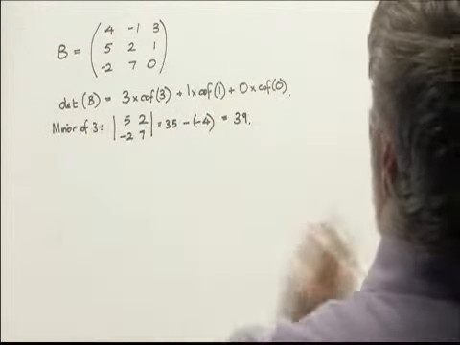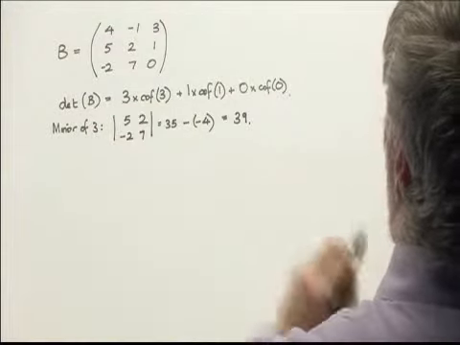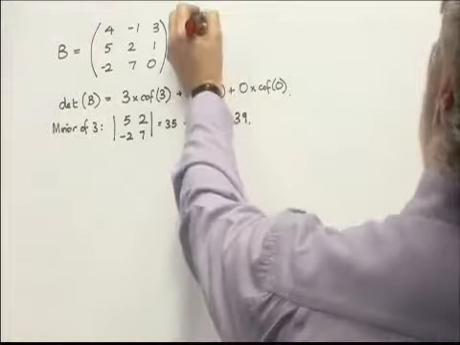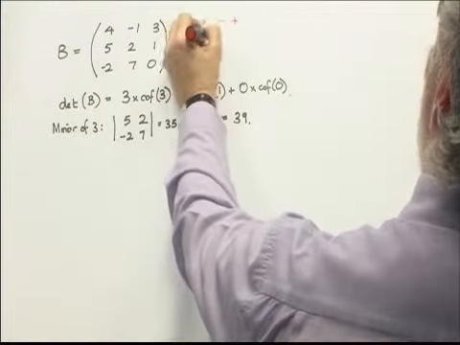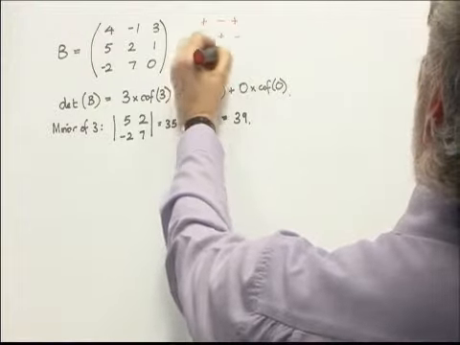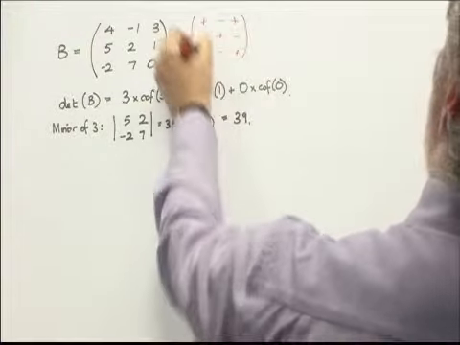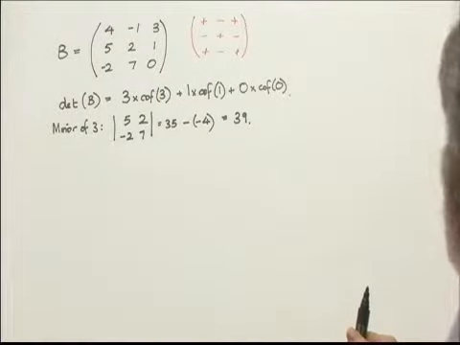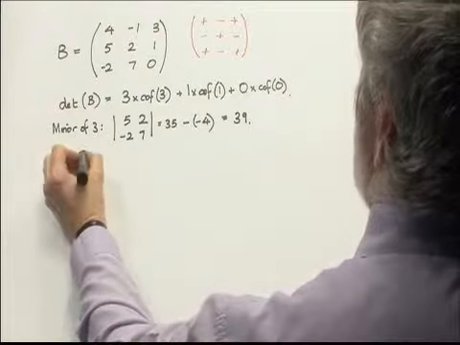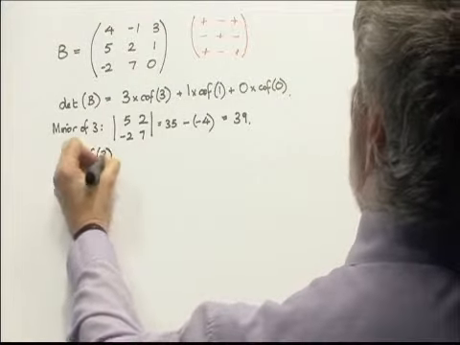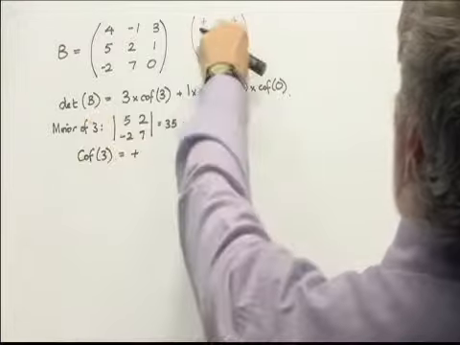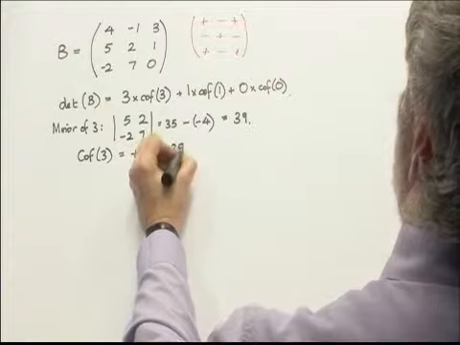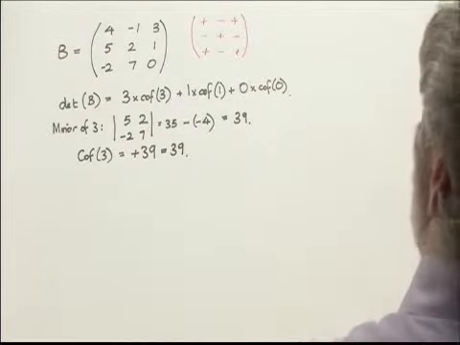So that's the minor of 3, but we need the cofactor. So we have to think, what's the place sign? Well, remember place signs go plus, minus, plus, minus, plus, minus, plus, minus, plus. So the 3 is in the top right, so the place sign is a plus. So what that means is that the cofactor of 3 is plus its place sign times its minor 39, which is 39. So that's found the cofactor of 3.